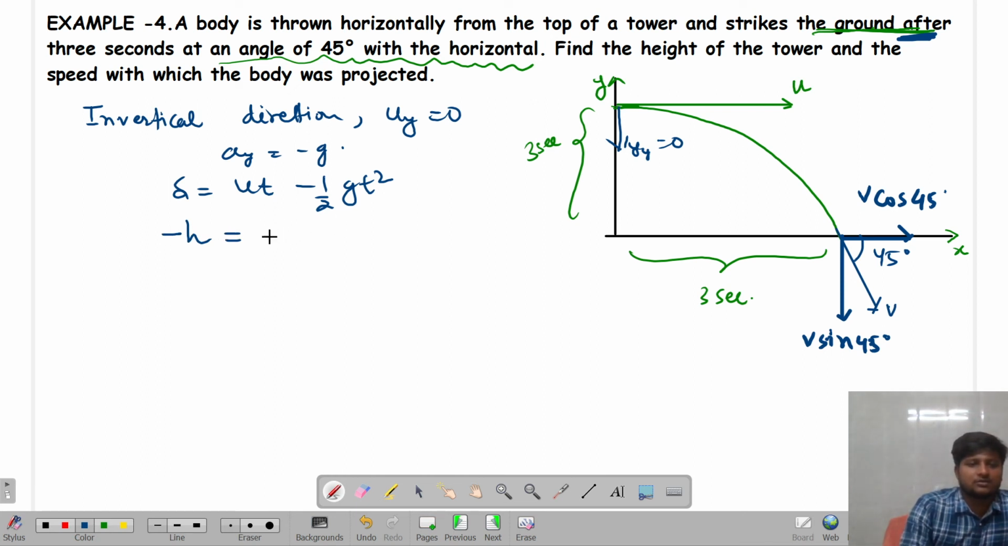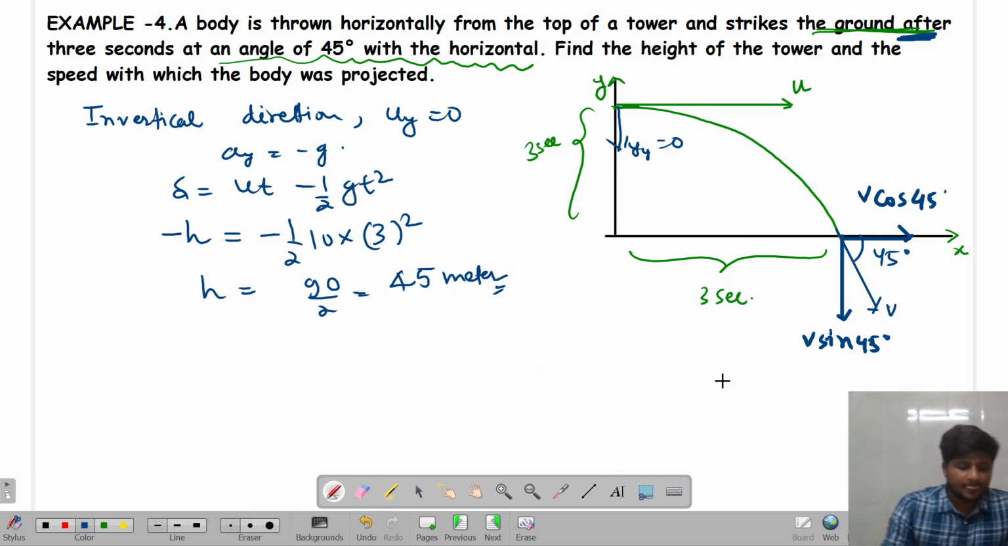is equal to minus half into 10 into the time of travel, 3 seconds, so 3 square. Simple, yes or no? So the height is 90 divided by 2, that is equal to 45 meters. So what is the height of the tower? It is equal to 45 meters. Are you able to get me or not?